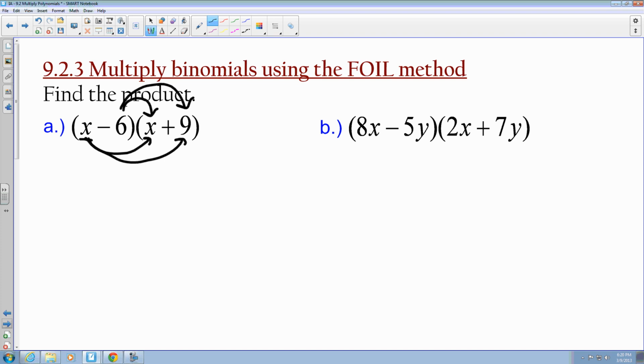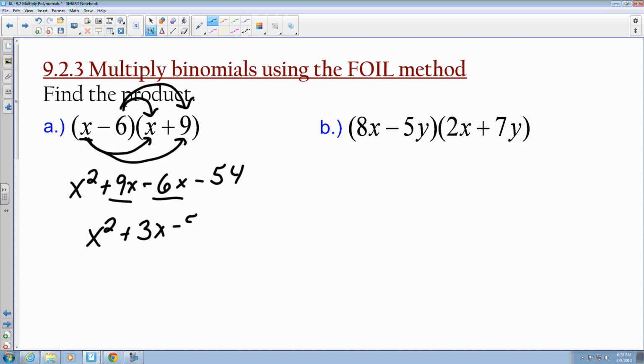So if I take x and multiply it by x, I get x squared. If I say x multiplied by 9, that would give me a plus 9x. I got negative 6 multiplied by x, so that would be a minus 6x. And then negative 6 multiplied by 9 will give me a negative 54. So the only two like terms I have are in the middle. So now I'm left with x squared plus 3x minus 54.